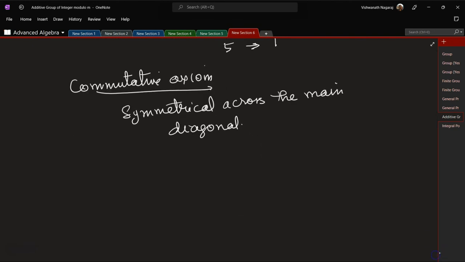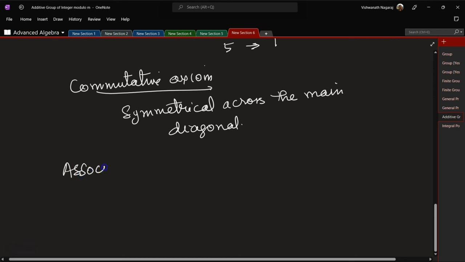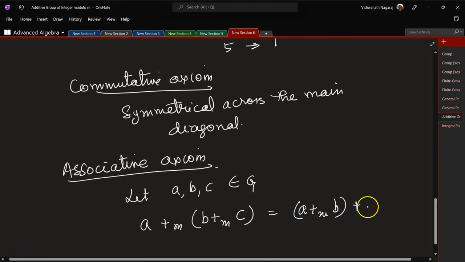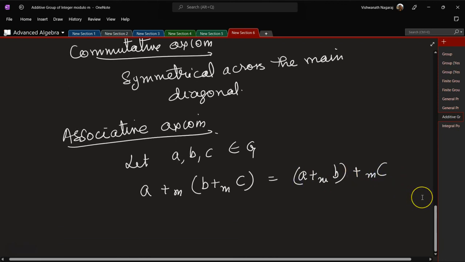Now, when it comes to associativity, we need to do it properly. For the associative axiom, we can't use Cayley's table. So let a, b and c belong to G. Then (a +m b) +m c should equal a +m (b +m c). This is what associativity means here.